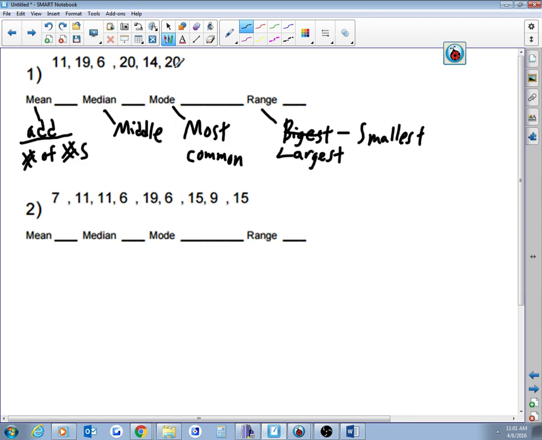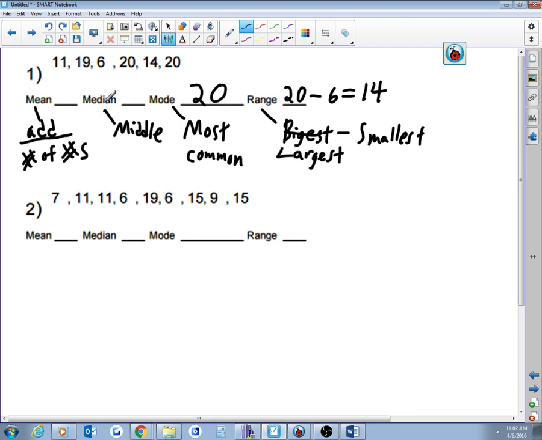So the one that sticks out to me, the mode, the one that shows up the most, we have two 20s, so our mode here is going to be 20. It's the only one that shows up twice. Our range is going to be the biggest minus the smallest, or the largest minus the smallest. So our largest number up here is 20. Our smallest number is 6. So our range is going to be 14.